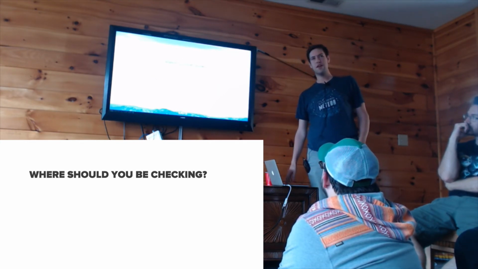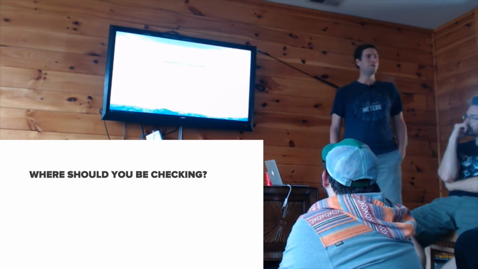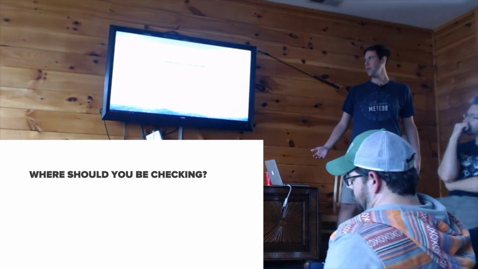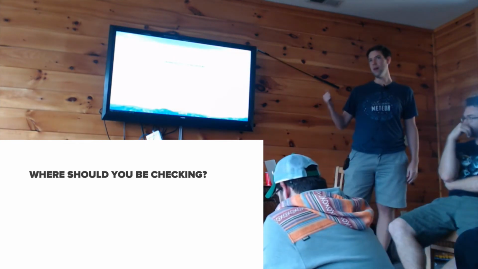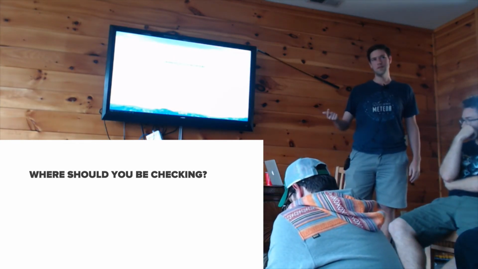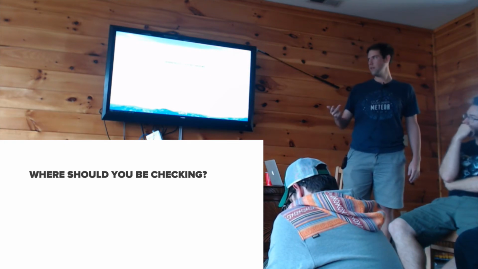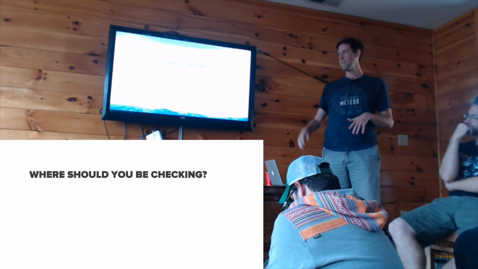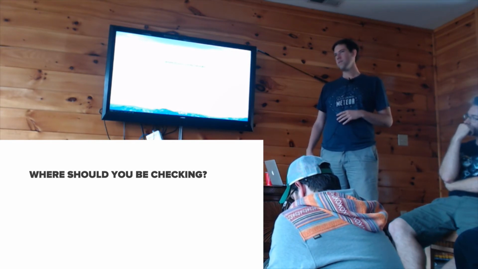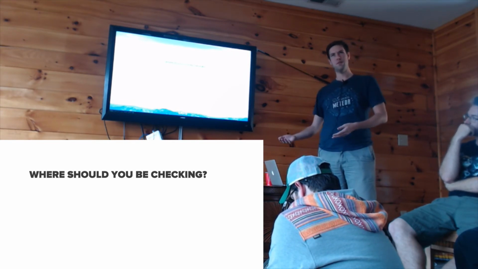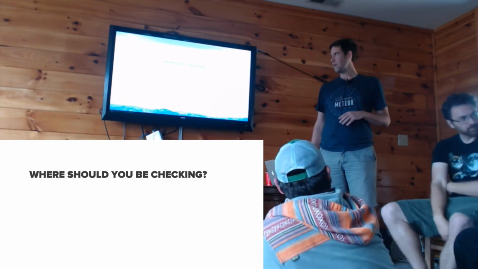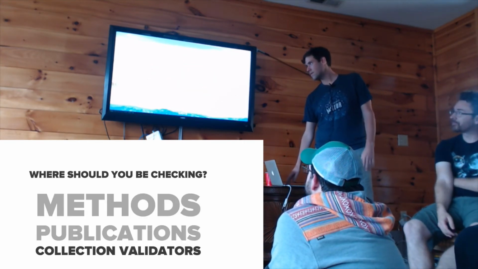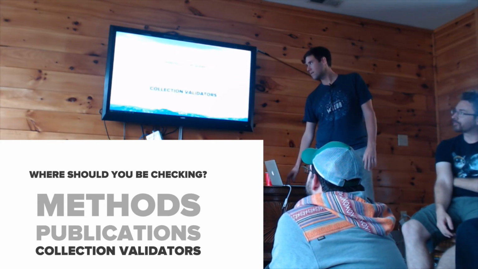So where should you be checking? I kind of touched on this already. You should check anywhere that accepts arguments. So in a Meteor application, this is going to be your methods, your publications, and your collection validators. That's kind of the three biggies in the Meteor security landscape. If you're exposing REST endpoints, you should probably check there too, but that's kind of a separate thing. So methods, publications, and collection validators.